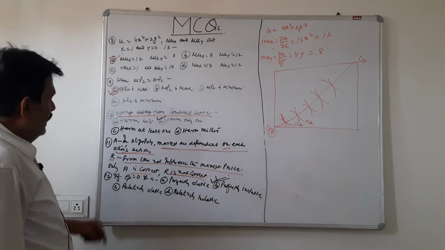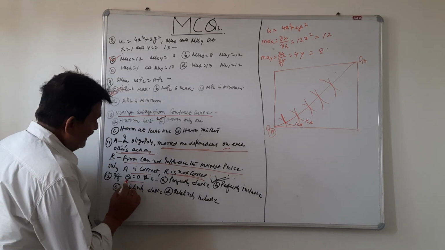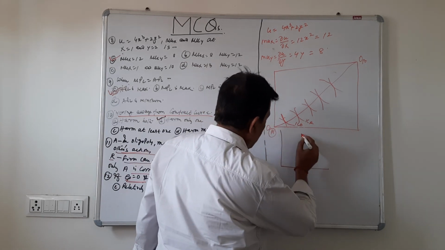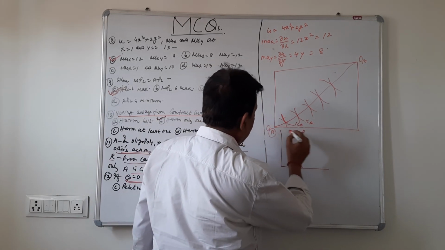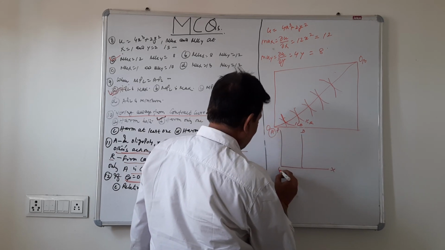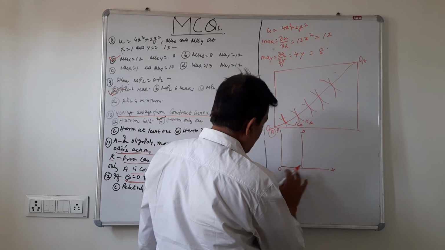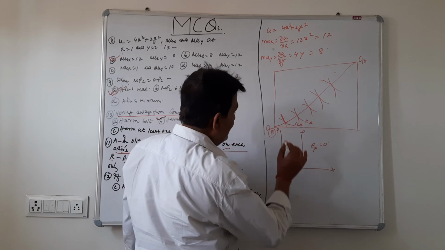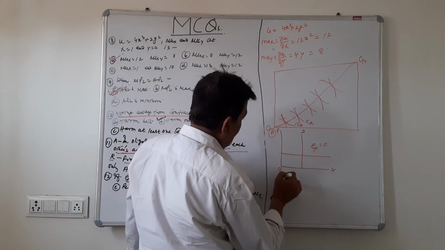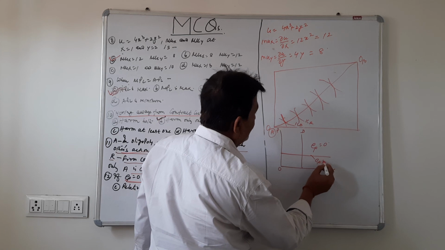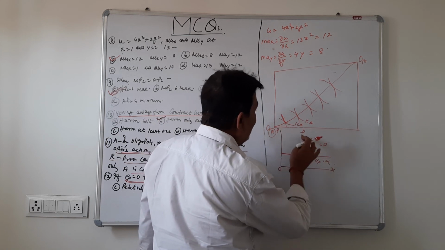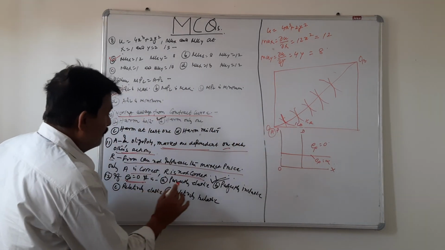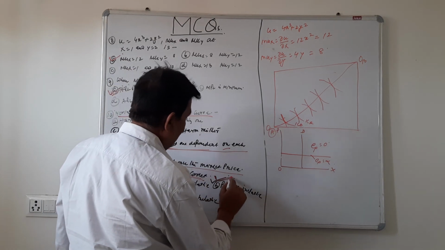And number 12 is: if price elasticity of demand is 0, that is perfectly inelastic demand. So if this is the demand curve, this is the price axis, this is the demand axis, this is 0. If the demand curve becomes vertical on the output axis, then price elasticity of demand is 0. And if the demand curve becomes horizontal, parallel to the output axis, then price elasticity is infinity. So this is perfectly elastic and this is perfectly inelastic. So the perfectly inelastic demand curve is this one.